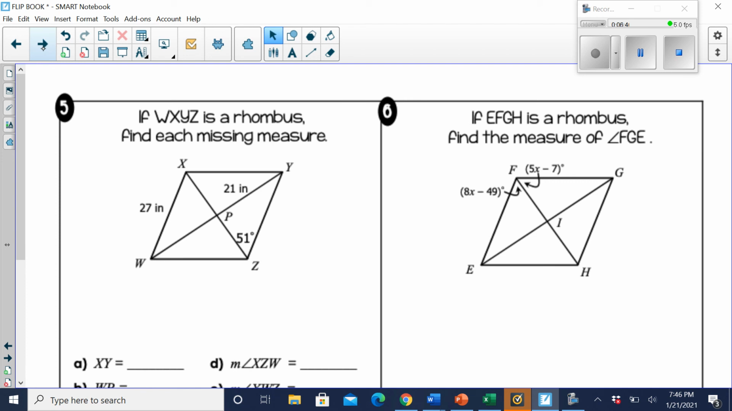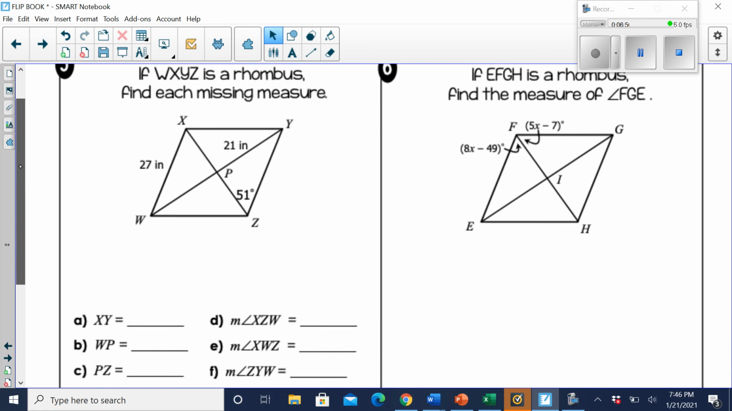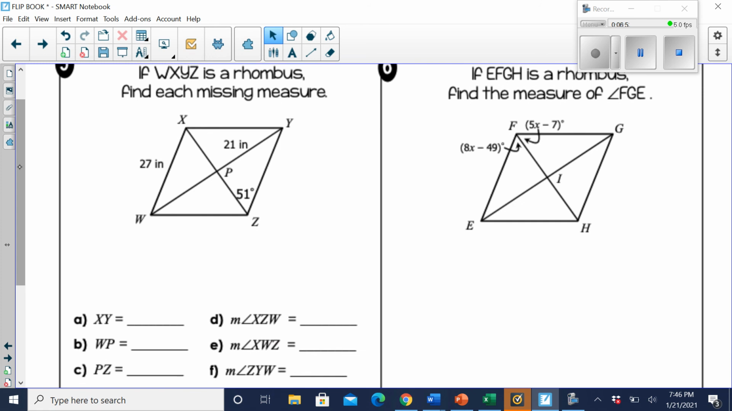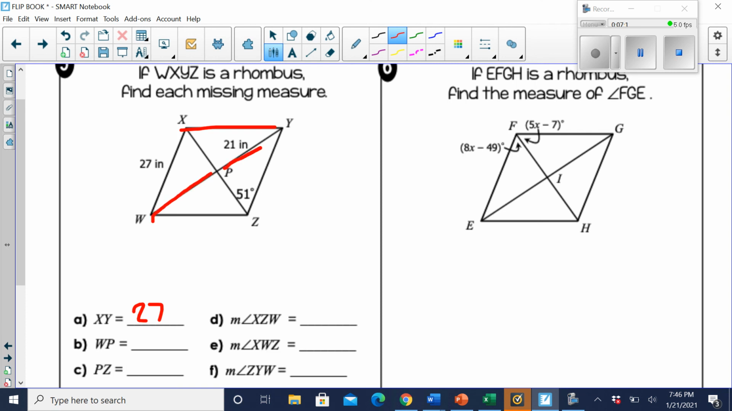Here we go. It says if WXYZ is a rhombus, find each measure. First thing it's asking for is XY, and XY is one of the sides of the rhombus. One property of a rhombus is all of the sides are the same. So XY is going to measure 27. WP is part of a diagonal. WP is right here. It matches up with this diagonal over here, so it should be the same as that measure, and we're going to put in 21.